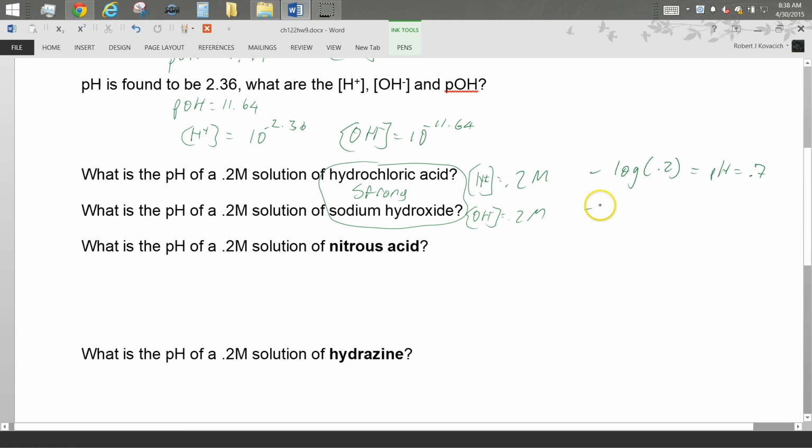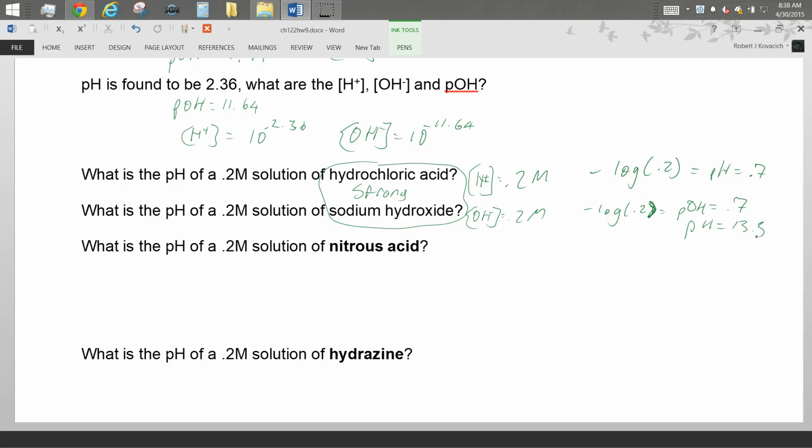I'm going to do the same thing down here. I'm going to take the negative log of 0.2 and I'm going to get, what's the difference here? Since I'm taking the negative log of the base's concentration, I'm going to get the pOH. So my pH is whatever this number is, taken away from 14. So my pH for the second one is 13.3. So super basic.